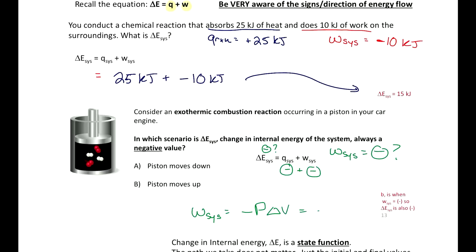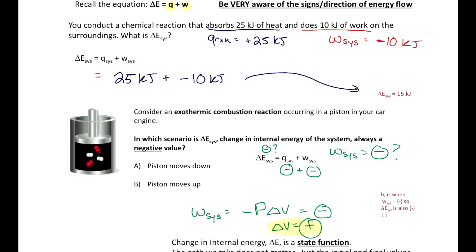So if I'm looking for a negative work, what kind of delta V am I looking for? A positive one? Yes, a positive one. Okay, good. All right, yes, so I can do math. So what we're looking for here is a positive change of volume. When our reaction increases its volume, it's doing work onto the surroundings, so work is negative. And so when we have a negative work, a negative Q, we will always get a negative delta E.